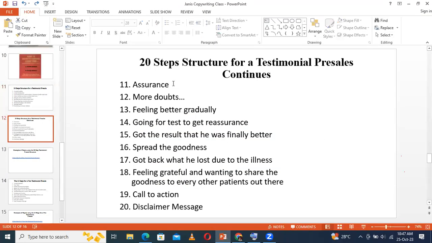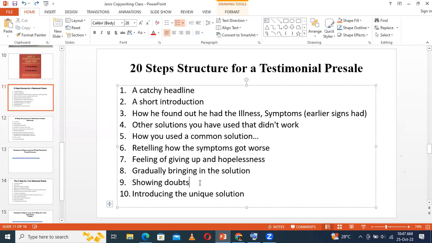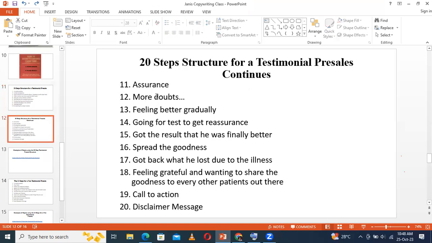For assurance, let me tell you where you can use assurance. I didn't use assurance in this copy, but you can use it like this. Let's say it was a friend that recommended a post for him that said high blood pressure was because of poor performance, which is part of bringing in the solution gradually. Then he was in doubt because he has tried a lot of things that didn't work for him. Then he decided to watch the video, and he found out about a product that helps reverse high blood pressure. That's introducing the unique solution. And then let's say in that video, he now had the assurance that it was going to work for him.